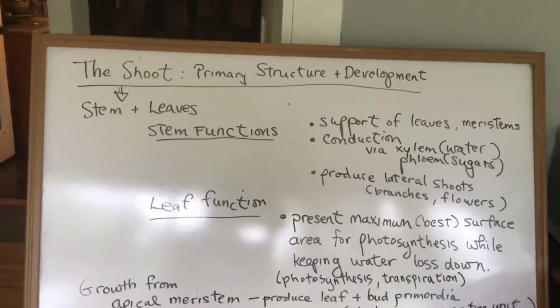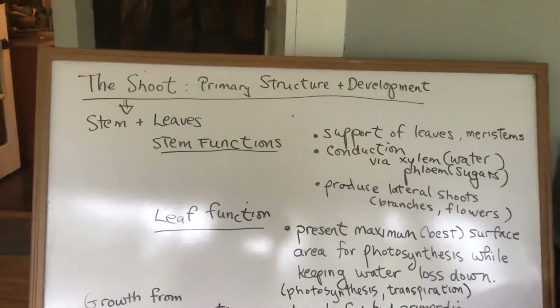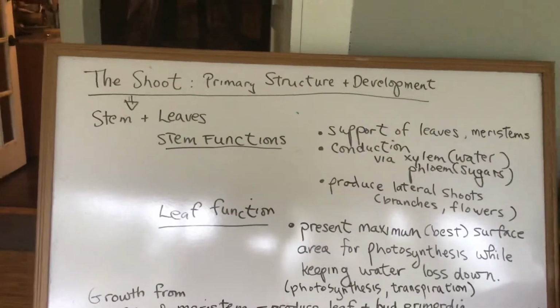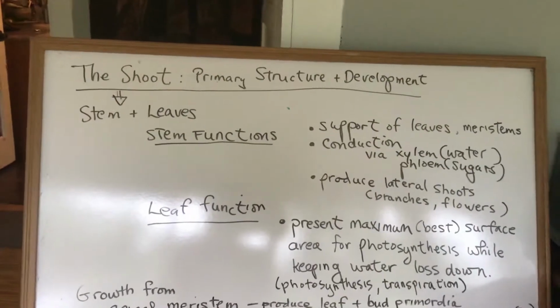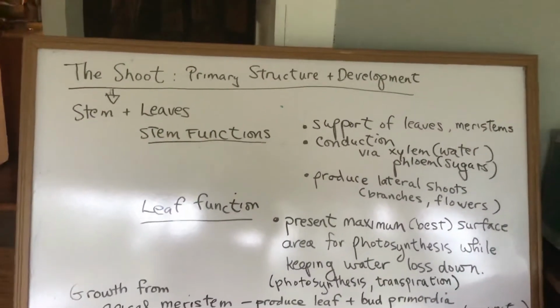Going to talk about the shoot now. The shoot includes the stem and the leaves, and we will talk about the arrangement of tissues in them separately. But right now, we're just going to give a little introduction into their primary structure and general development.